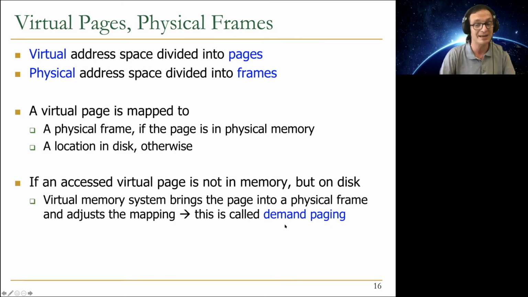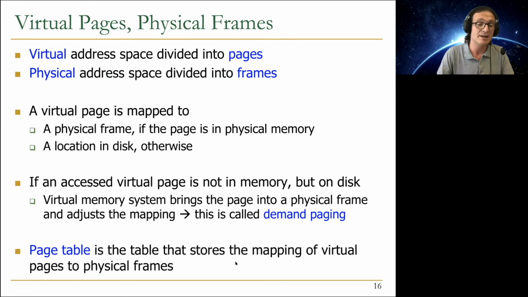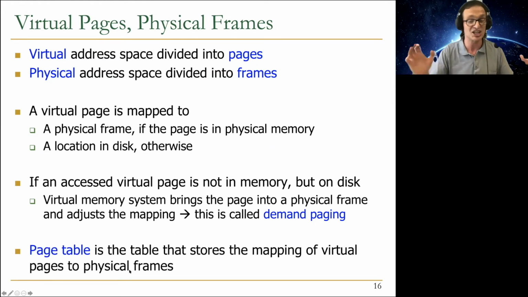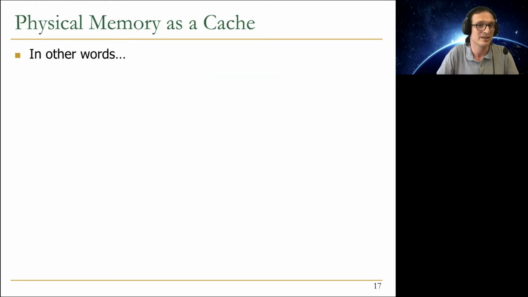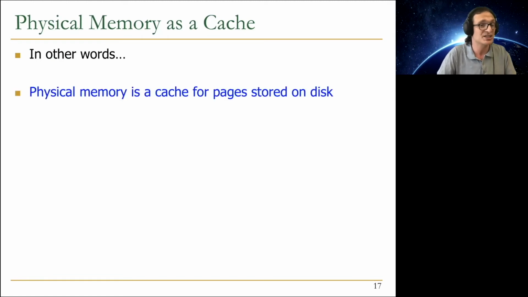This is called demand paging. You may have heard of this clearly. And page table is the table that stores the mapping of virtual pages to physical frames. Essentially, that stores the translations between virtual pages to physical pages, let's say. So essentially, in other words, physical memory is a cache for pages stored in disk, right?